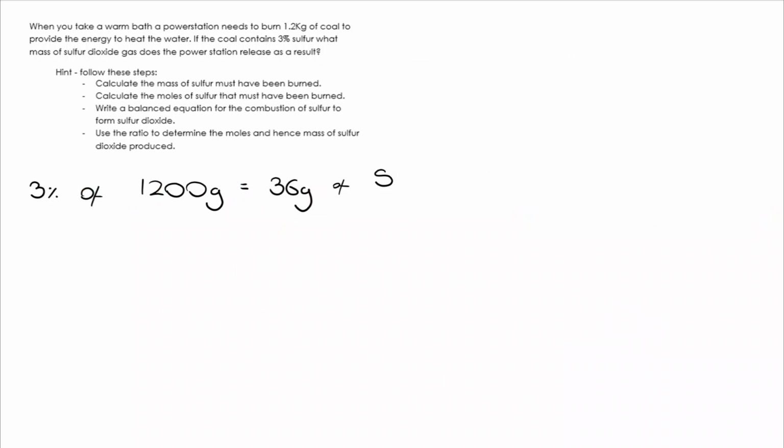And this is purely about reading all of the information. We've got 1,200 grams of carbon, 3% of that is sulfur, and we're interested in the sulfur burning. So 3% of 1,200 grams is 36. If I've got the mass of sulfur, I can work out the moles of sulfur because I can find its, in this case actually it's atomic mass, AR, but I get 1.121 grams.